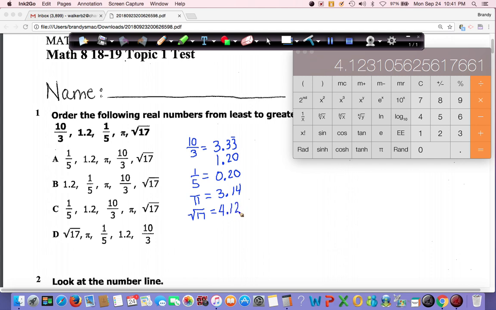And again, that's an approximation. Does it equal 4.12 exactly? Well, no. It has all these other numbers. But it's close enough for what we need to do. All right, so we have all of our numbers in decimals.